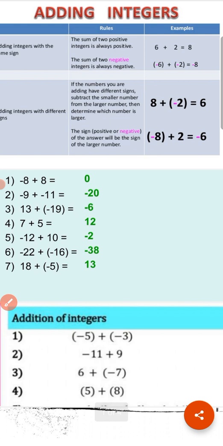Children, here we are learning the rules of integers for addition. The sum of two positive integers is always positive. The sum of two negative integers is always negative. Okay. When we are adding two integers with different signs, subtract the smaller number from the larger number and put the larger number's sign. The sign of the answer will be the sign of the larger number.